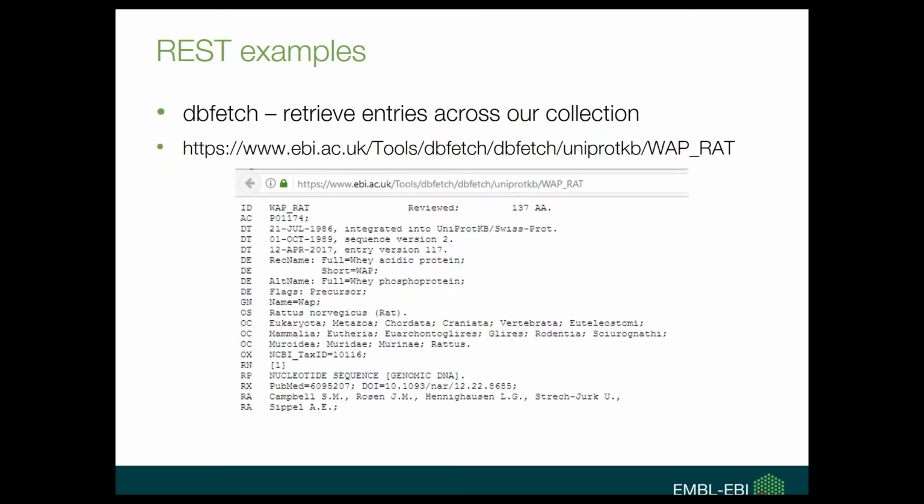Another example of a REST service is dbfetch. And this is an engine which allows you to retrieve entries across our databases. So here is the URL for fetching a UniProt protein, and that has the ID of WAP_RAT. So if you just type that URL into a browser, you'll straight away get the default response, in this case, a Swiss-Prot format file, and it's just plain text. So you can start using that, or processing that, straight away.